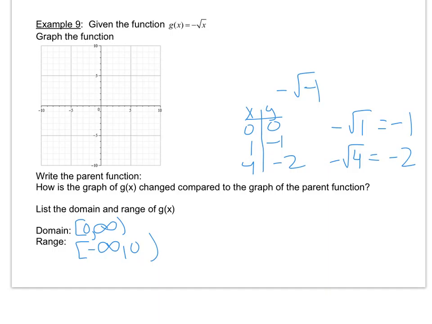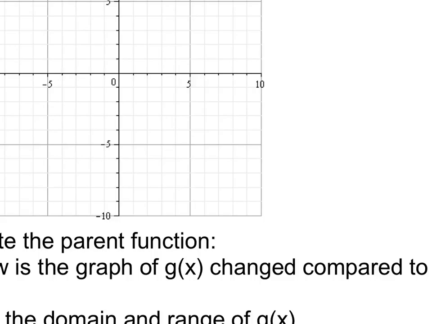We have 0, 0, 1, negative 1, 4, negative 2. And it's going to look like this, and check your calculator to help. Now the parent function would look like this. It'd still be 0, 0, but then these would be flipped up here, which is why it's a reflection over the x-axis. Okay?